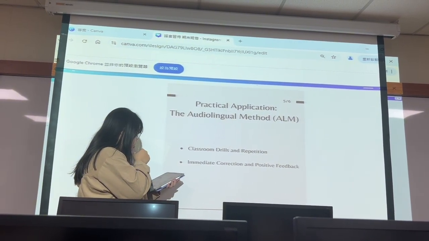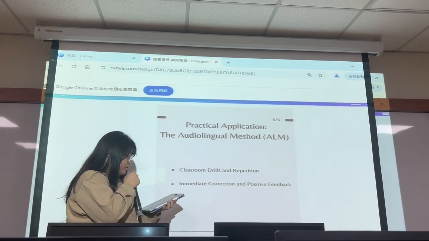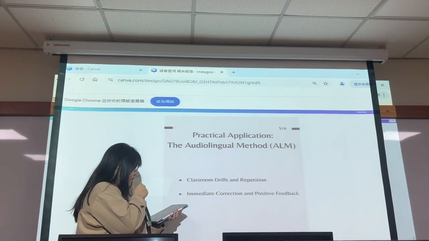This follows the SR cycle very closely. The stimulus is the teacher's model. The response is the students' repetition. And the reinforcement is correction and praise.